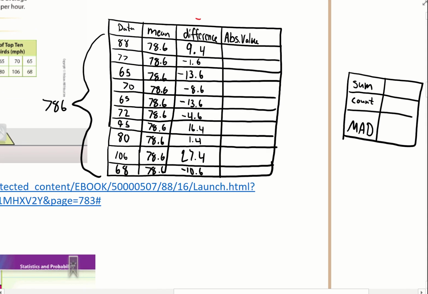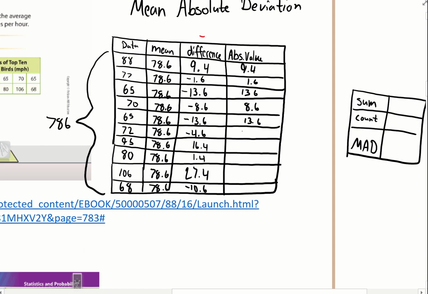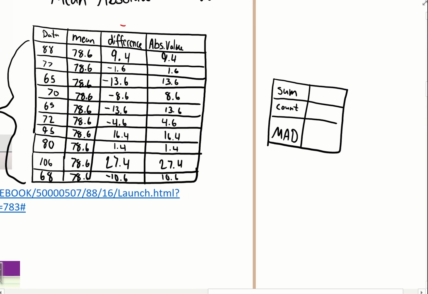After you find the differences, so you subtract them all, the next thing, if you see the word absolute, we're going to take the absolute value of all of our numbers, so the distance away from 0. That means all of my negative numbers are going to turn into positive numbers. Once you get the hang of this, you will be able to skip this step, because you'll know that all your numbers need to be positive even after you subtract. So now I've found all of my absolute values.